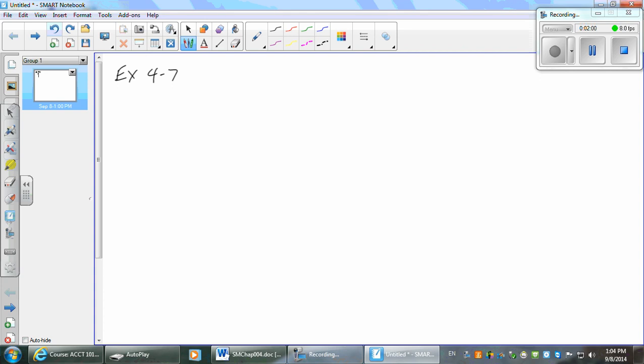What's going to be hard? Understanding the business transaction. When you read one of these problems, they're real short. Each section is real short. Read it carefully, figure out what it means, and write that down, and the adjusting entry almost just falls out for you. Okay, so here we go. Let's do 4-7, part A.